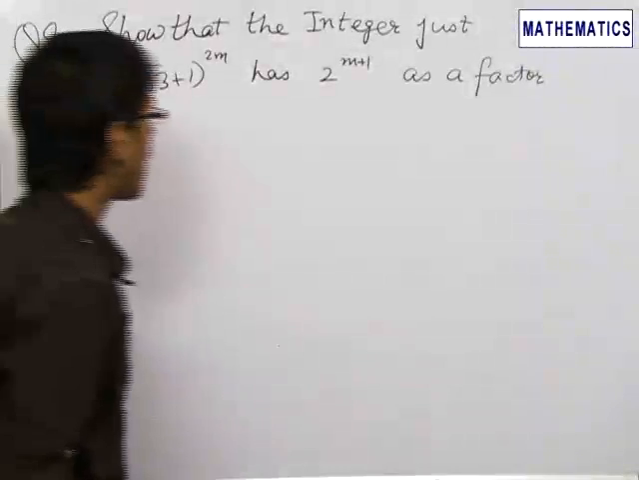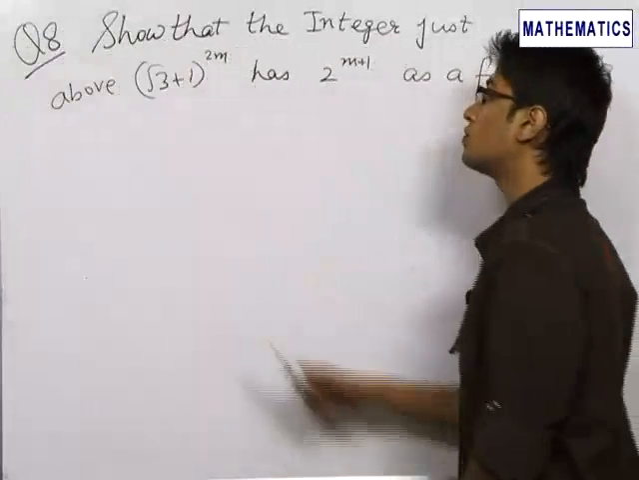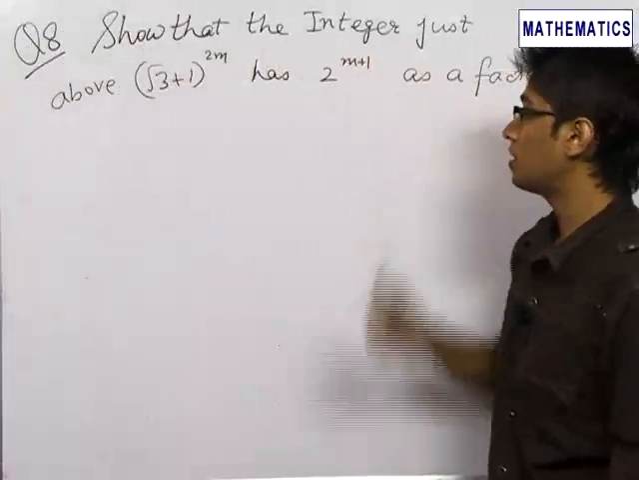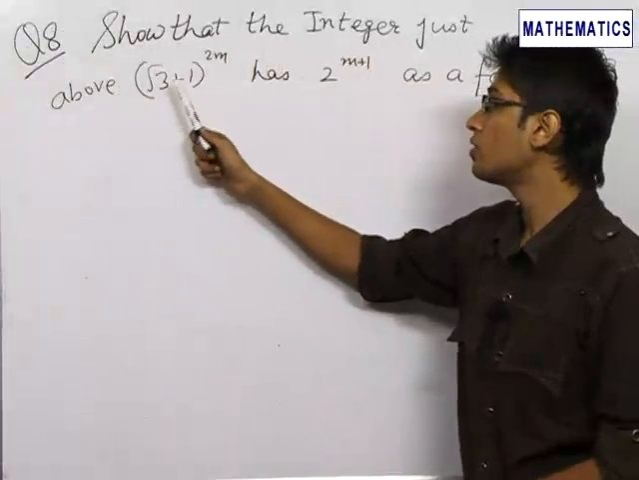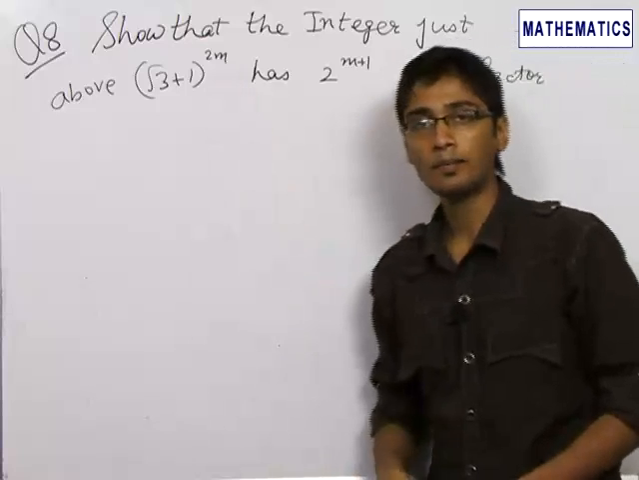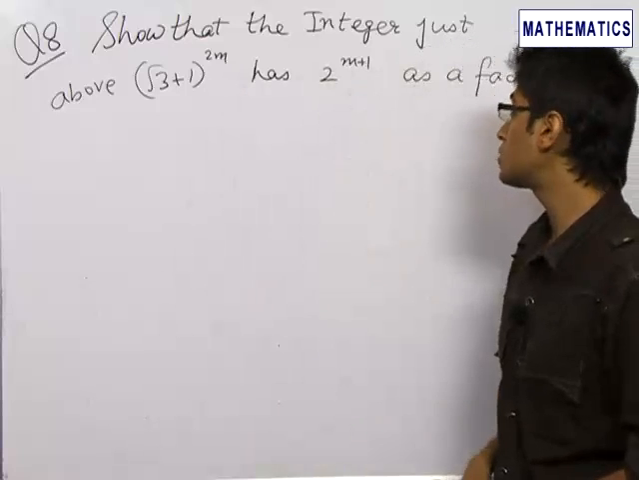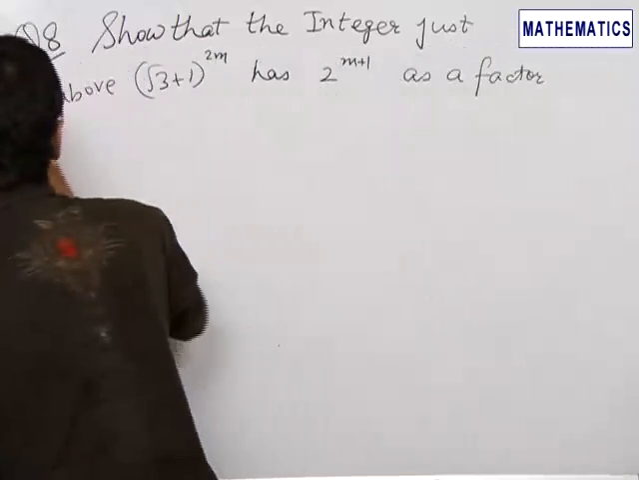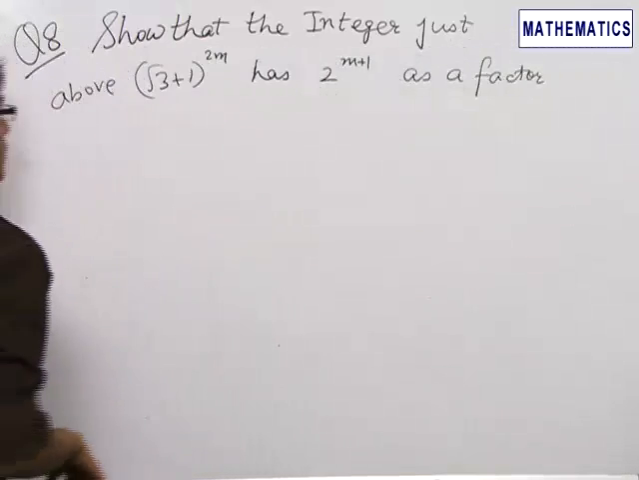The eighth problem which we have is similar to the problem which we did earlier. We need to show that the integer which is just 1 more than (√3 + 1)^(2m) has 2^(m+1) as one of the factors. Now we will use the same approach as we did earlier.